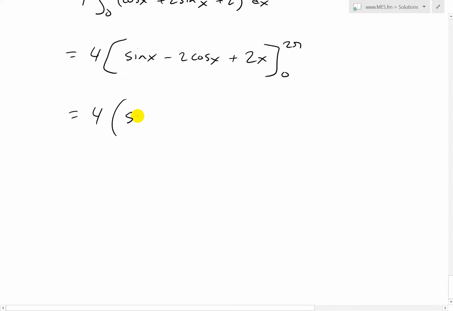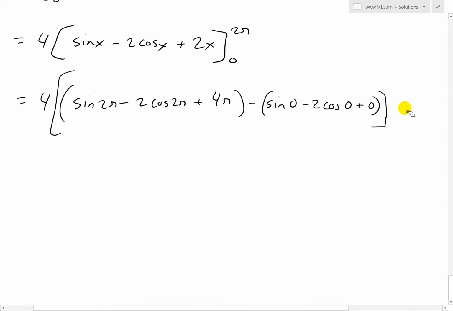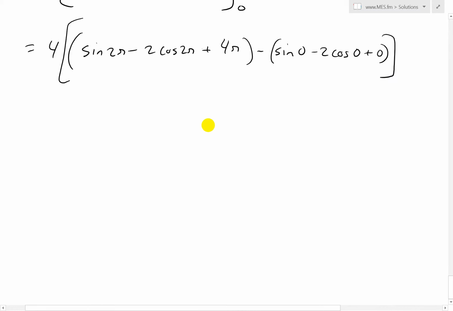Then plug this in: sine of 2 pi minus 2 cosine 2 pi plus 4 pi, and then minus, I'll put this in brackets, put in the zeros: sine 0 minus 2 cos 0 plus 2 times 0, which is just 0. So we get something that looks like this right here. And now let's just try to evaluate it.